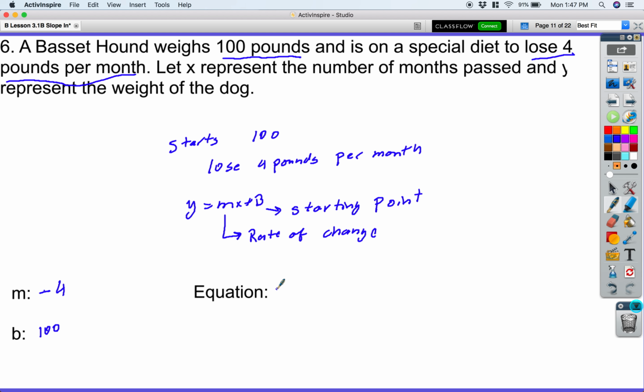So therefore, the equation would look like this. Y, which is the total weight, is equal to negative 4 pounds the dog loses per month plus the 100 pounds it starts with. Or, in orange, it could also be written like this. The total weight is the 100 pounds minus the 4 pounds the dog loses per month. Based off this word problem, this makes a little bit more sense written this way, but this is the y equals mx plus b. So it's 100% correct either way you write it. I just want you to know that, okay?